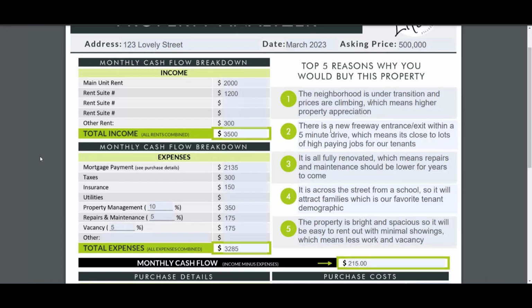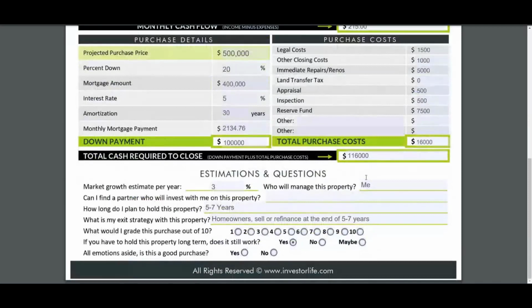Oh, well, it was a cousin's friend's brother that was selling it and it looked like a good deal, so I thought I'd buy it. Or, well, it was under market value, so I thought I'd buy it. Okay, well, if there's only 1 or 2 good reasons to buy a property, that may not be enough to buy that property. We want to have at least 5 reasons why it's good. And that brings us back down to this question at the bottom here. Can I find a partner who will invest with me on this property?